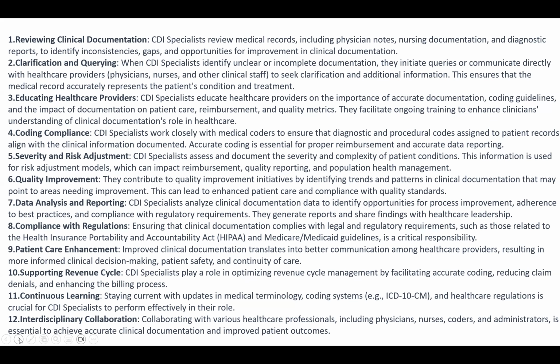Educating healthcare providers. CDI specialists educate healthcare providers on the importance of accurate documentation, coding guidelines, and the impact of documentation on patient care, reimbursement, and quality metrics. They facilitate ongoing training to enhance clinicians' understanding of clinical documentation's role in healthcare.